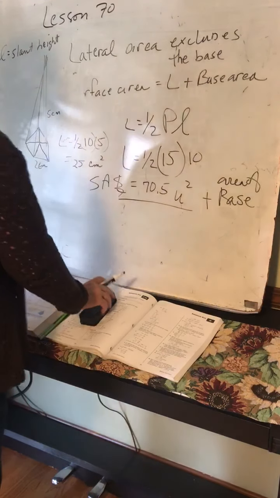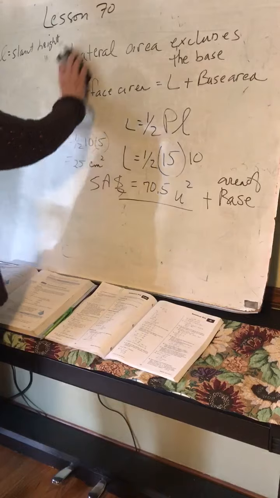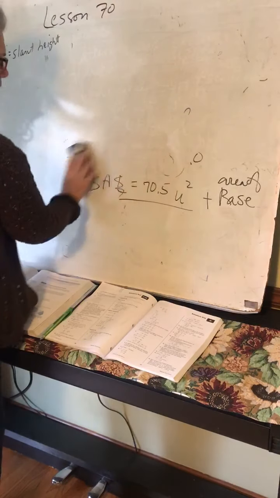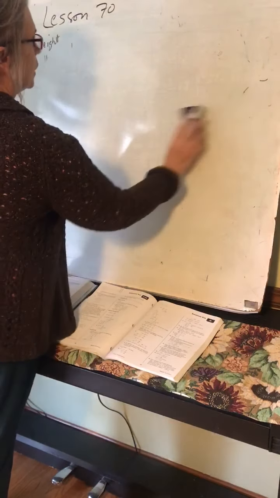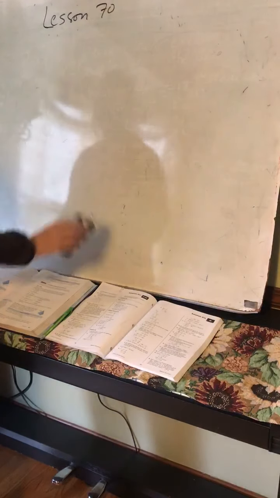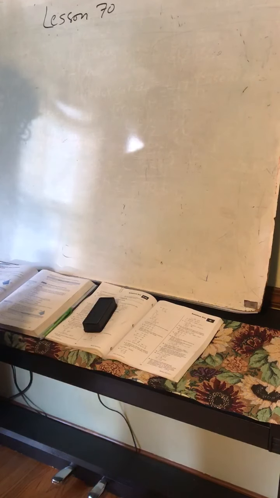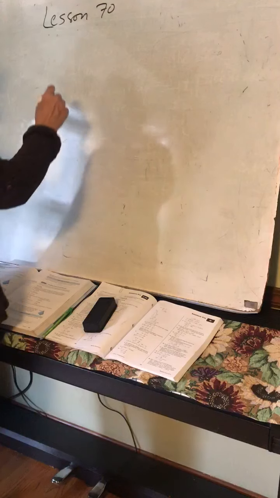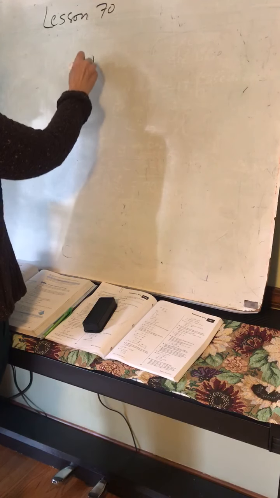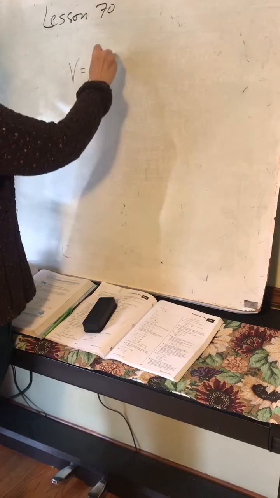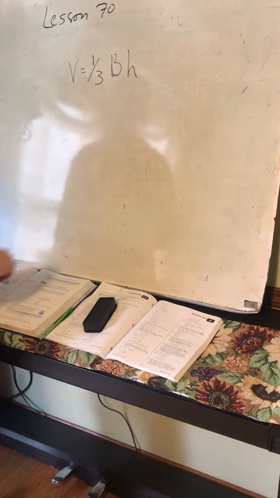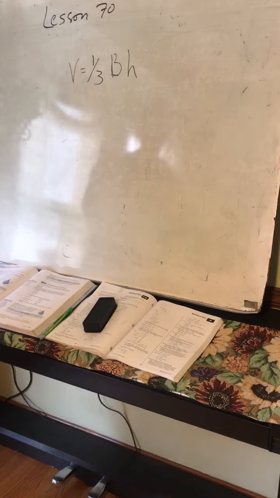Okay, now the volume of a pyramid, let's look at the volume. The volume is not going to use a slant height. We're only going to use that slant height when you're doing the surface area and lateral. And the volume of a pyramid is equal to 1/3 the area of the base times the height, which is the altitude, the straight up and down height.